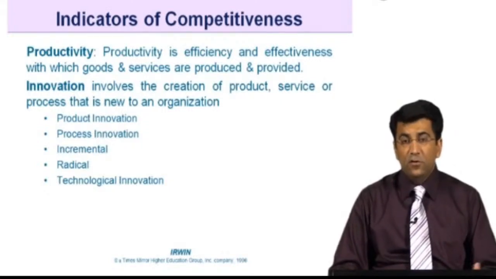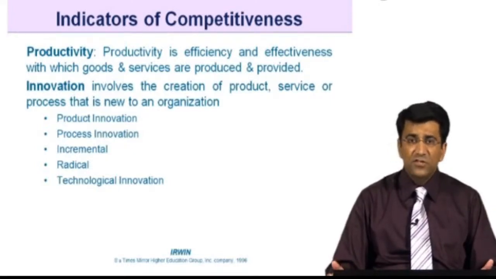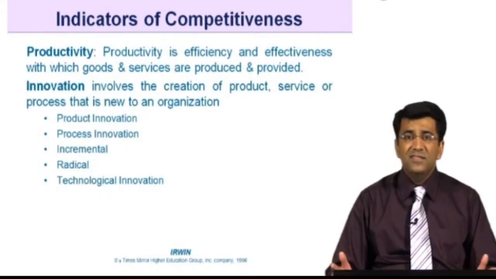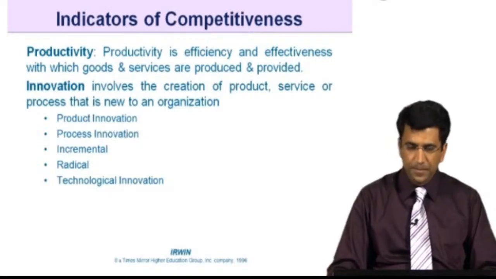Then again, technology plays a very important role in innovating different products and services. So technology, again, can be a very important indicator of competitiveness. So productivity, innovation, marginal innovation, radical innovation, product innovation, process innovation, all these types of innovations and creativities can help us to achieve competitiveness for our organization.